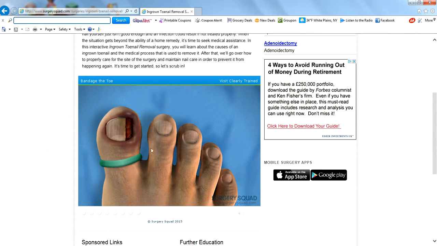Next, we're going to apply some phenol acid to the wound. This will help ensure that the problem of ingrowth will not reoccur in the toe. When you're done inserting the acid, I'll remove the tourniquet and we'll finish up.